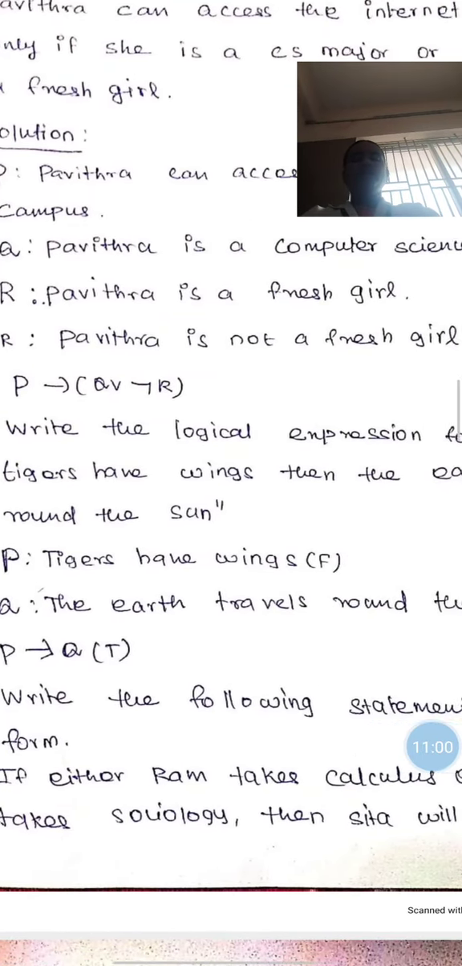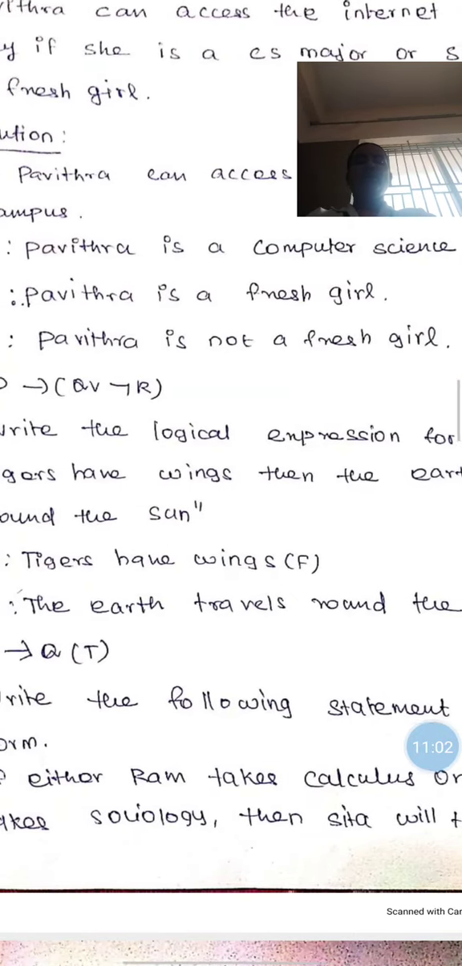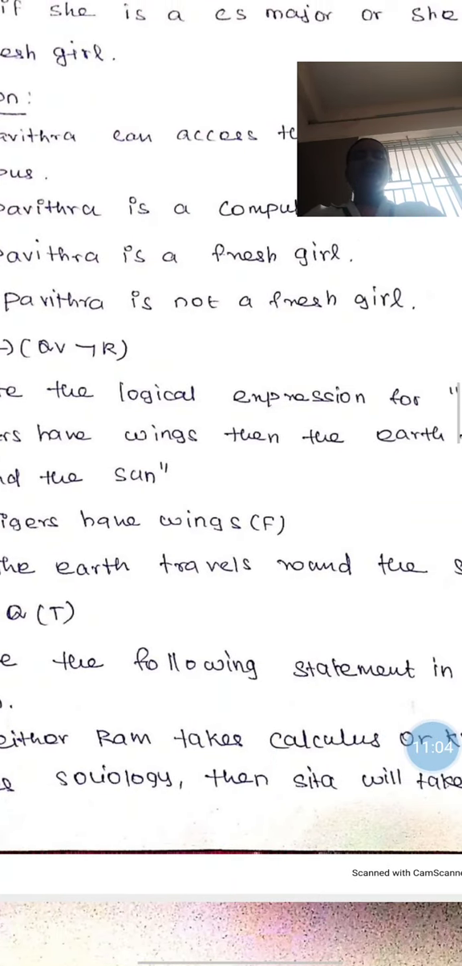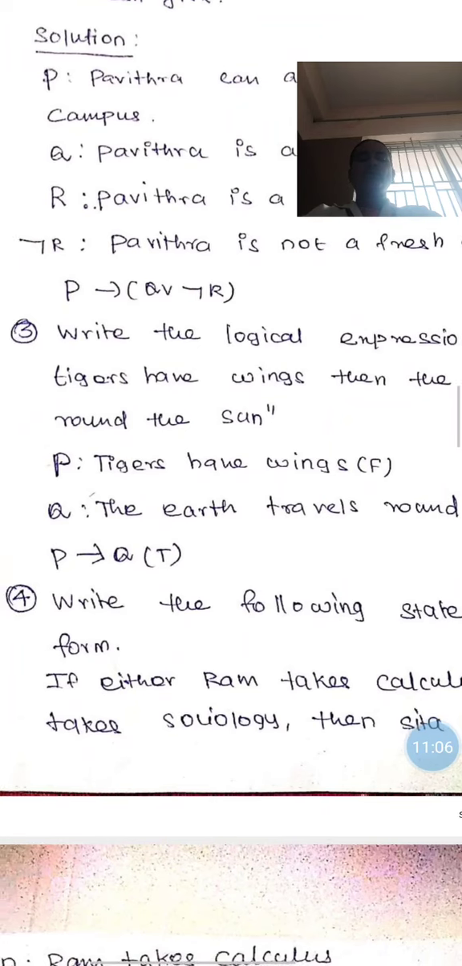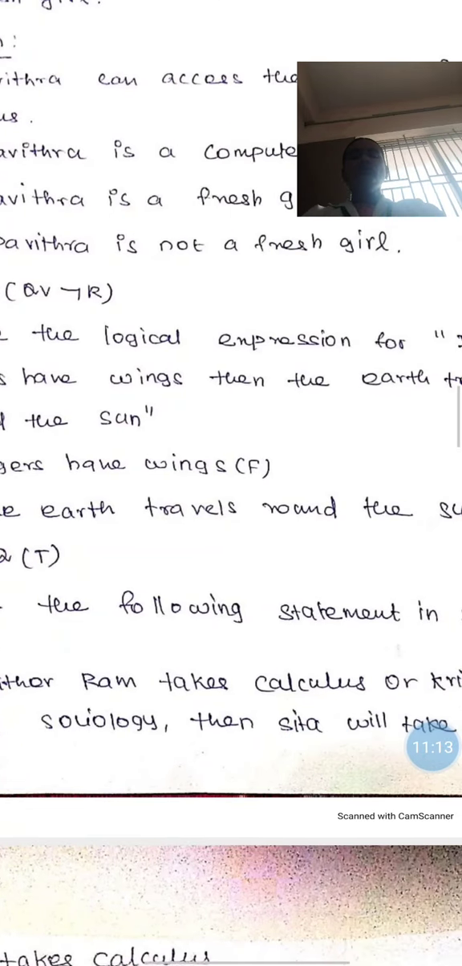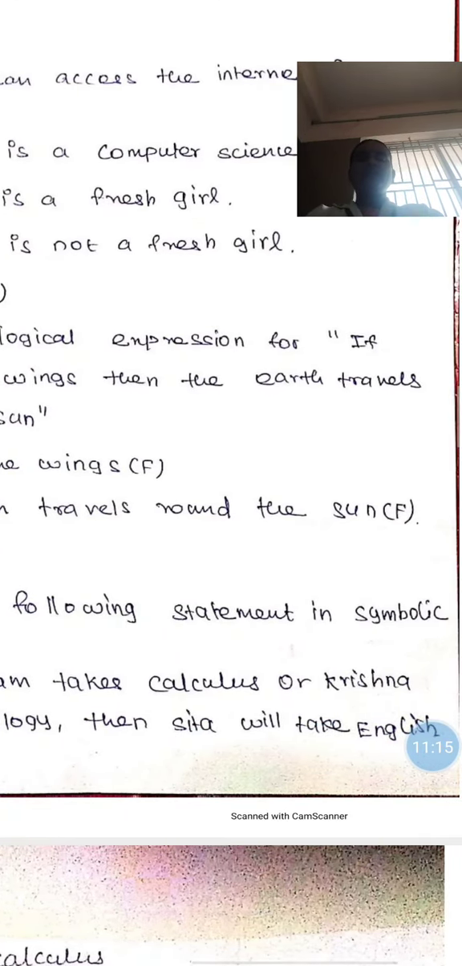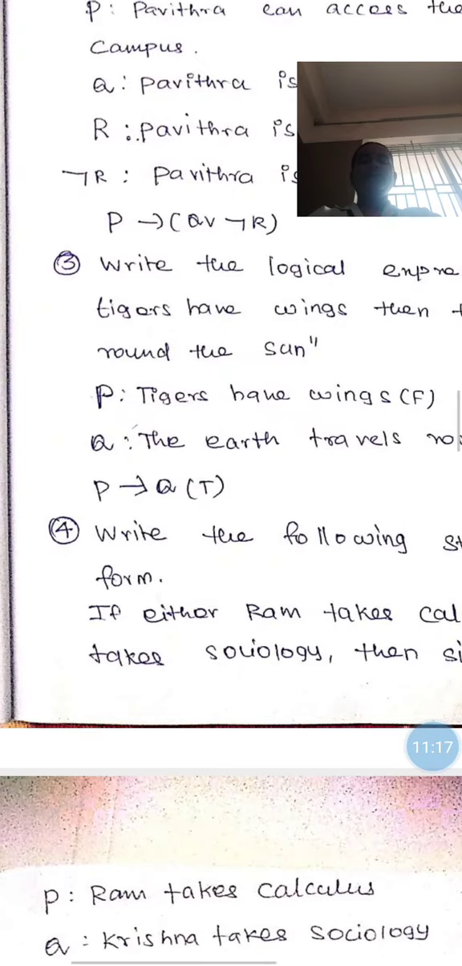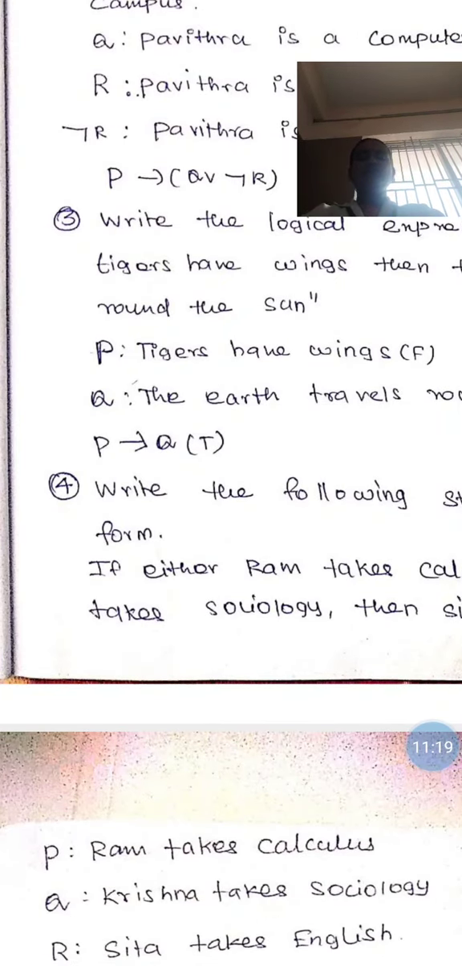Then the third statement is, write the logical expression for, if tigers have wings, then the earth travels round the sun. We write P, tigers have wings. It is a false statement. Q, the earth travels round the sun. It is also a false statement. Then P conditional Q is a true statement.